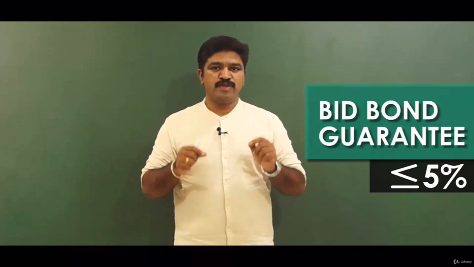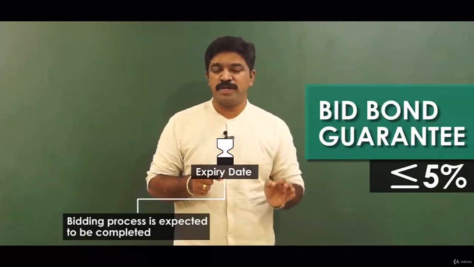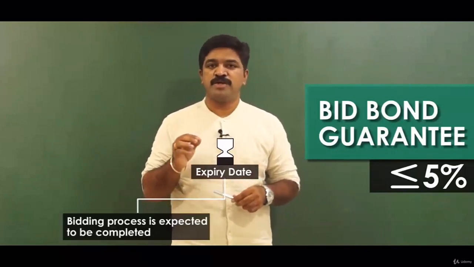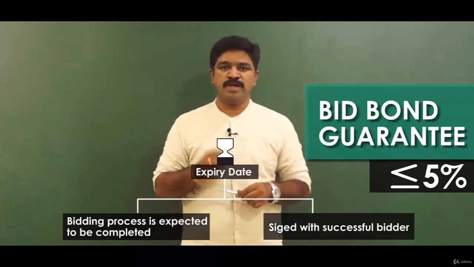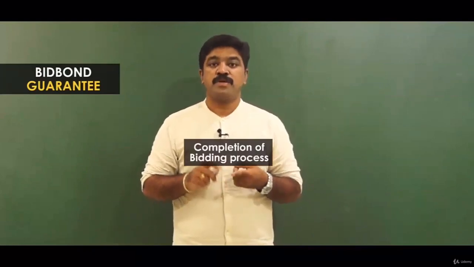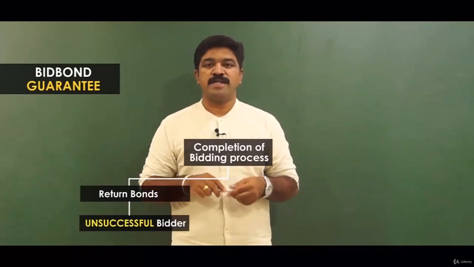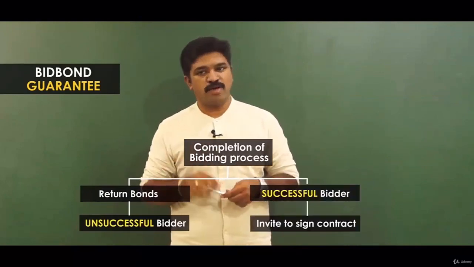And if you look at the expiry date, it will be fixed and it will generally match with the date on which the bidding process is expected to be completed and the date on which the contract will be signed with the successful bidder. Okay, right. So once this bidding process is completed, the bonds will be returned to unsuccessful bidders, and the successful bidder will be called to sign the contract.